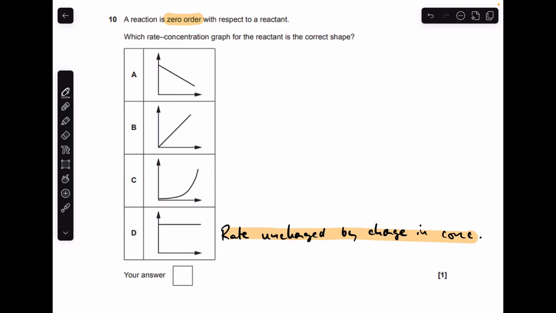Number 10, so zero order means that the rate is unaffected, unchanged by change in concentration. So the graph that reflects that is D.